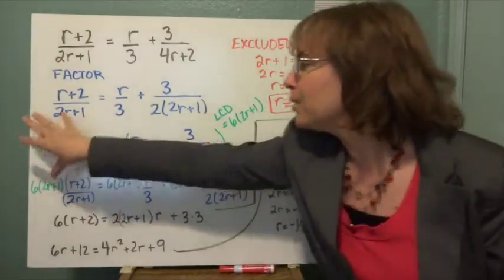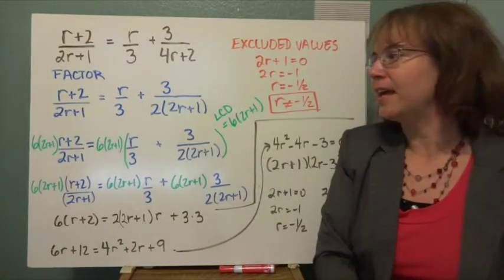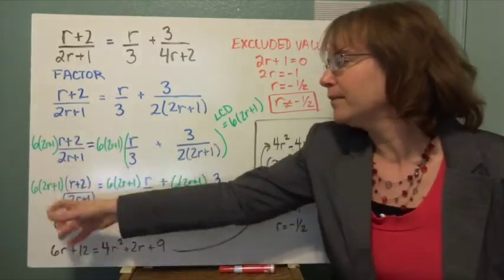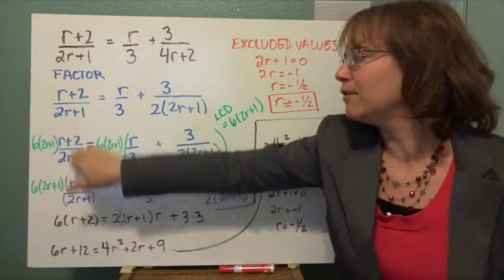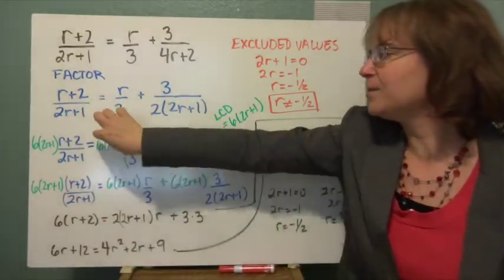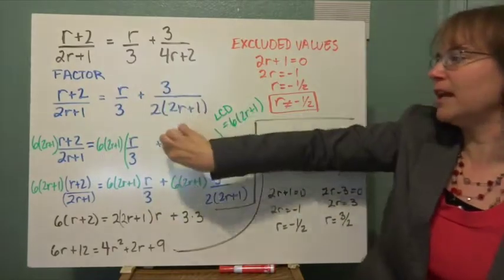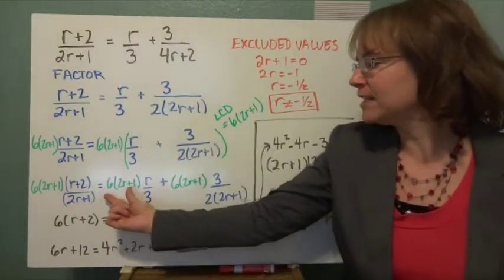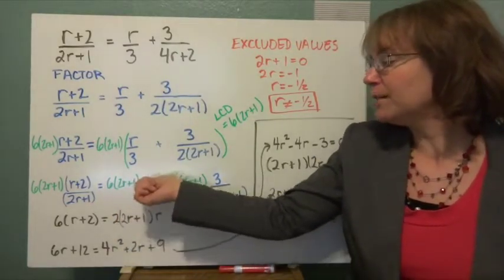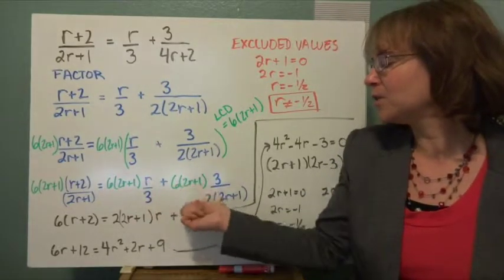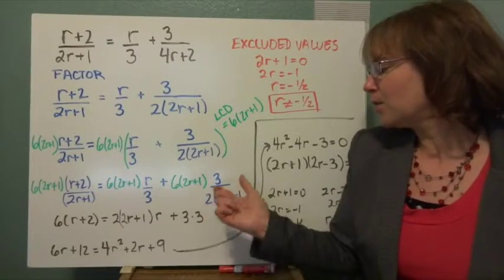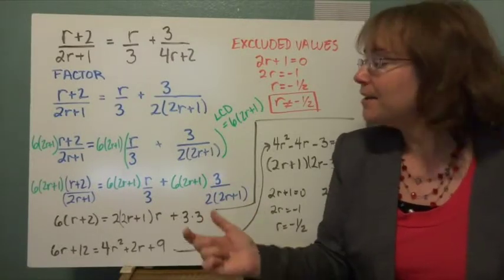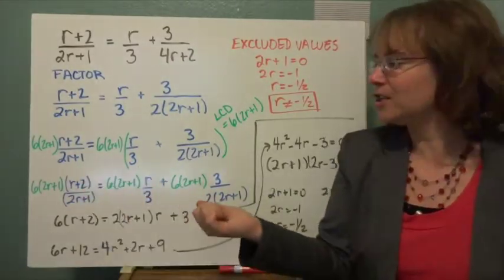And I'm going to multiply both sides of my equation by that. So my first one, I have 6 times 2r plus 1 times my first rational expression, and this one I'm just going to distribute both to this term and to this term. So I have 6 times 2r plus 1 times r over 3 plus 6 times the quantity 2r plus 1 times 3 over 2 times the quantity 2r plus 1. And now I can go ahead and simplify as much as I can.